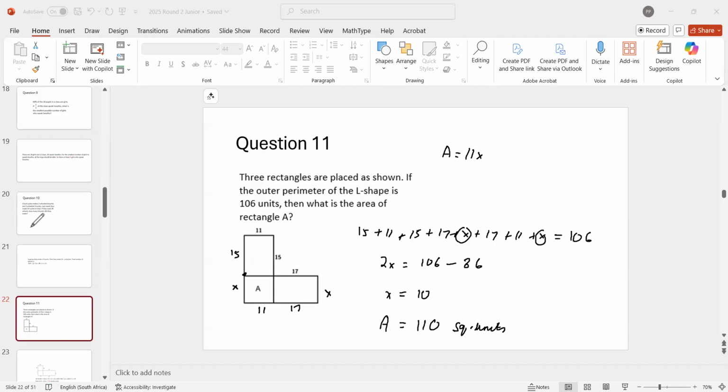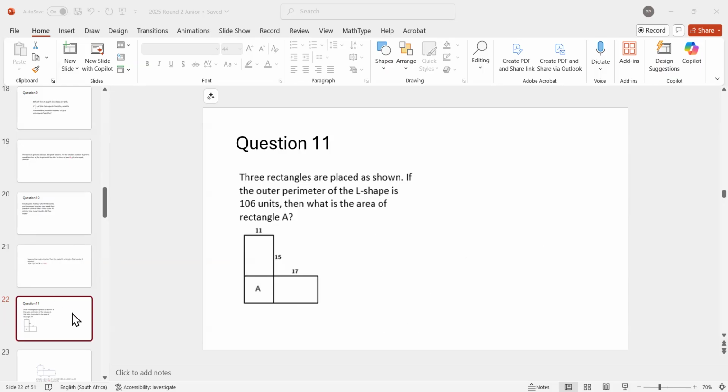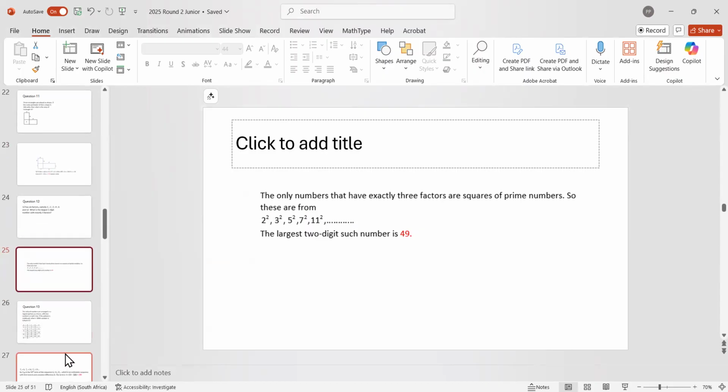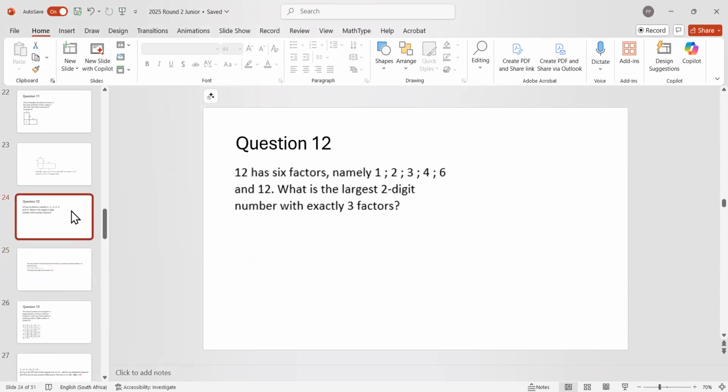And just to check to see whether this is indeed the correct answer, we can go down here. There it is. In red, the area is given as 110 square units. Okay, now let's go on to question 12.